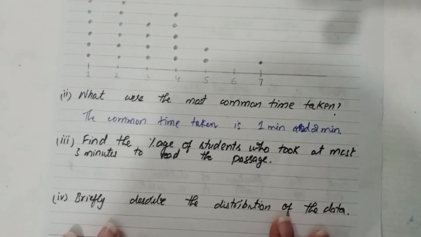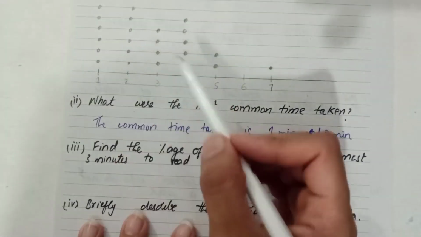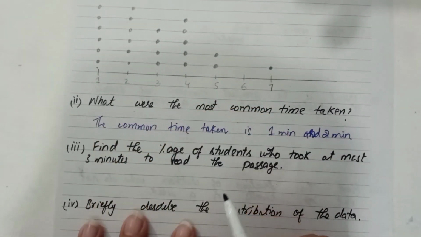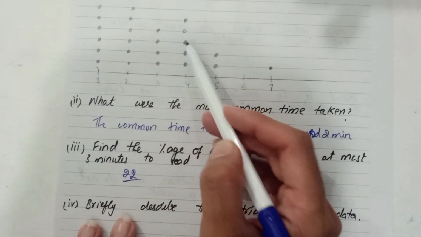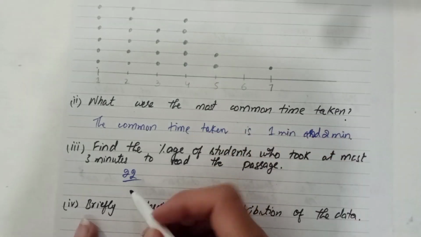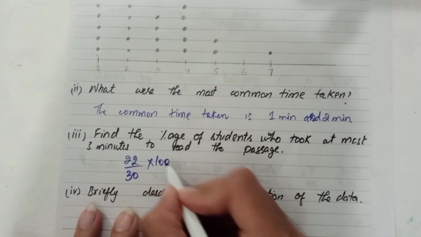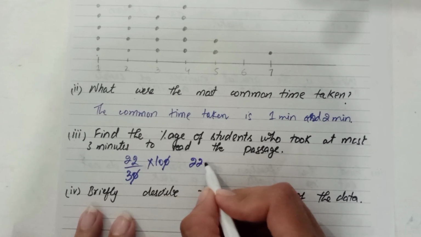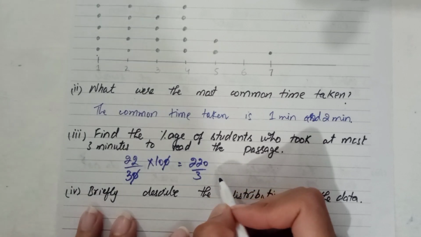Find the percentage. Now students, part number 3: find the percentage of students who took at most 3 minutes to read the passage. We have 9 and 9, 18, 19, 20, 21 and 22. These are 22 students, and the total number of students is 30. We multiply by 100 to find the percentage, and this is 22 by 3, an improper fraction.